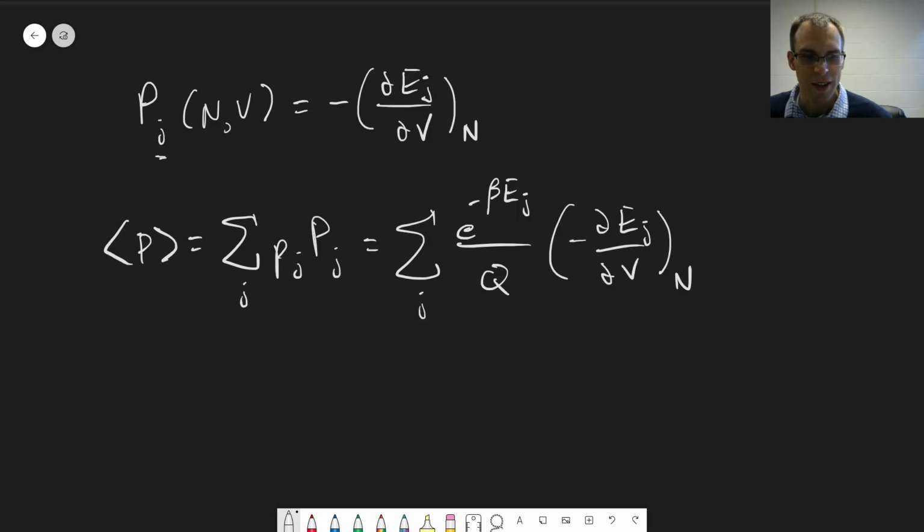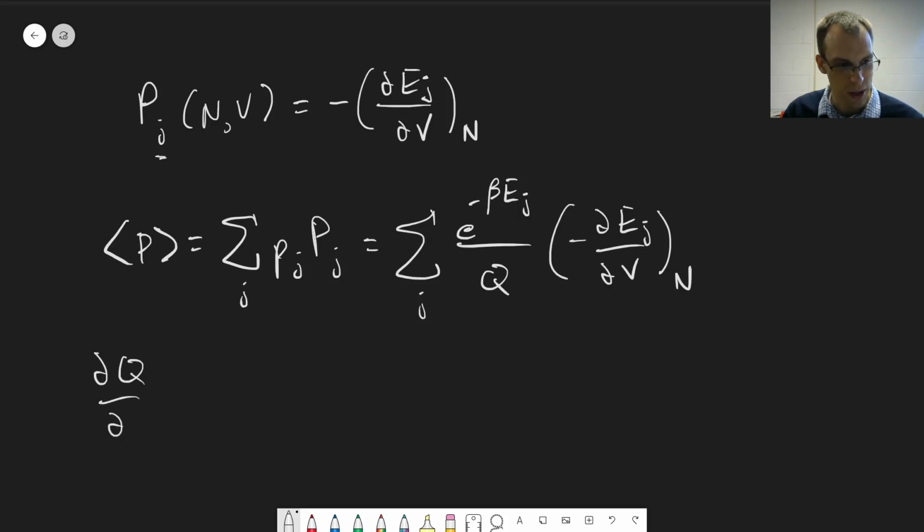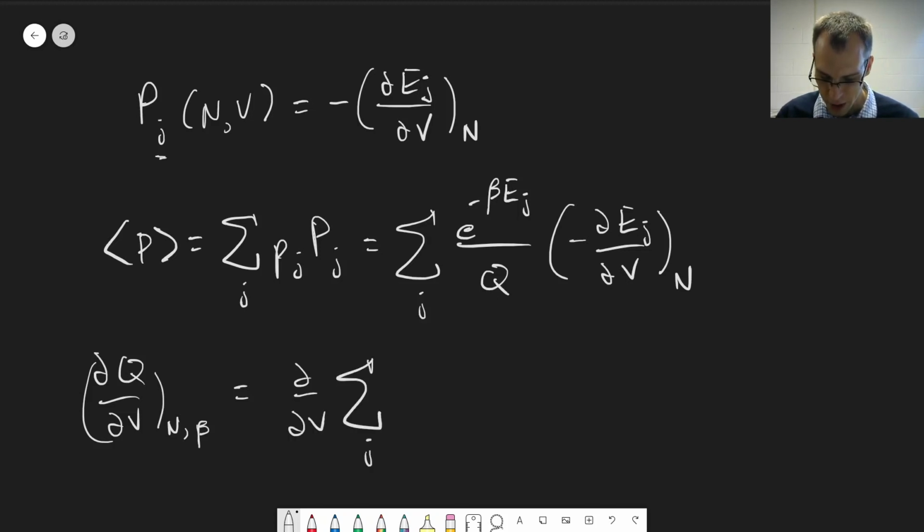Now we can go ahead and rewrite this in terms of partition functions, and so we'll show that here. Let's look at dQ/dV at constant N and beta, so holding the temperature constant. Remember, beta is directly related to temperature. That's the derivative with respect to V of the partition function, which again is equal to the sum of e to the minus beta Ej.